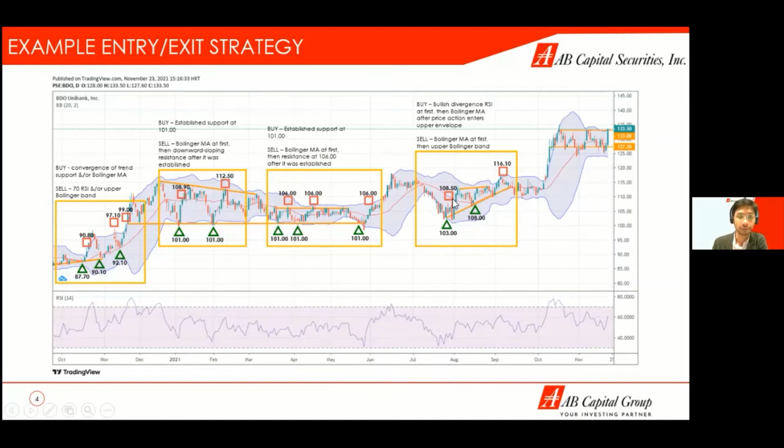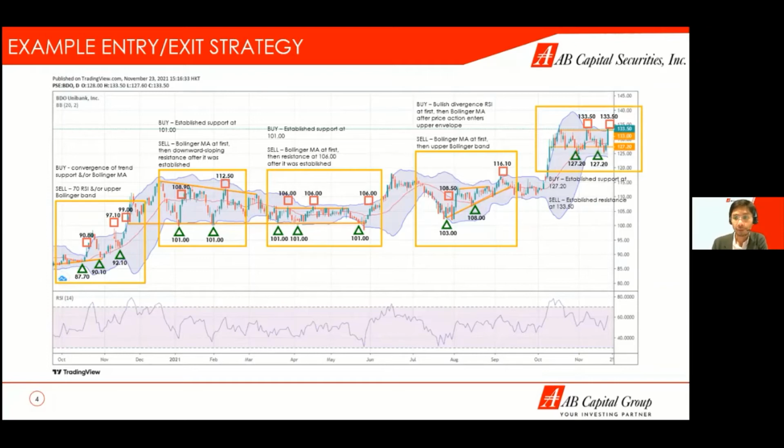That's still a gain. So once you go above that middle band, when it touched the middle band again at 108, that would have been another entry point. And then again at 116.10, that's when it finally touched the upper band of the Bollinger. That would have been another exit.